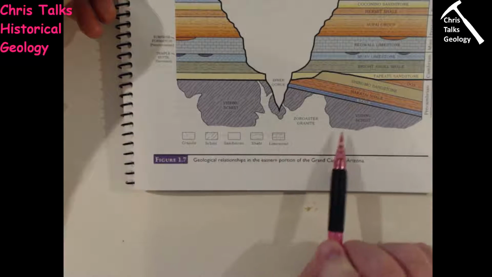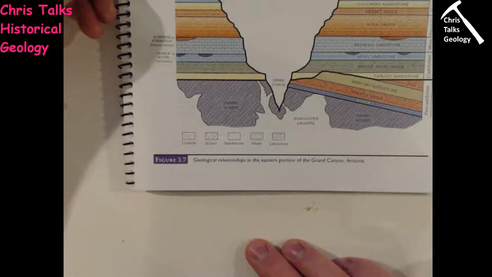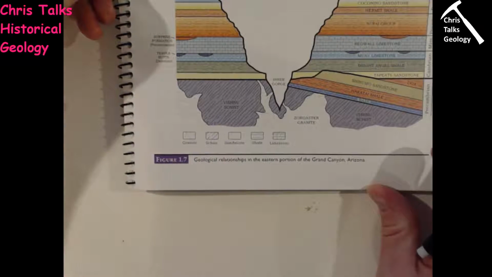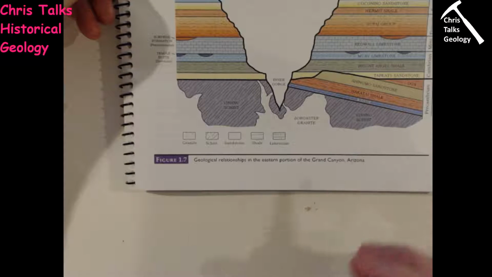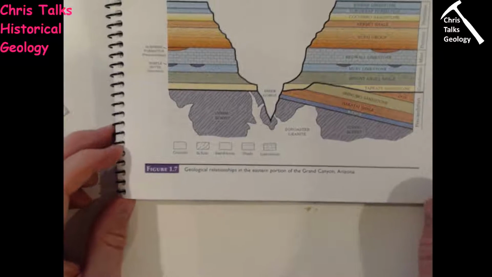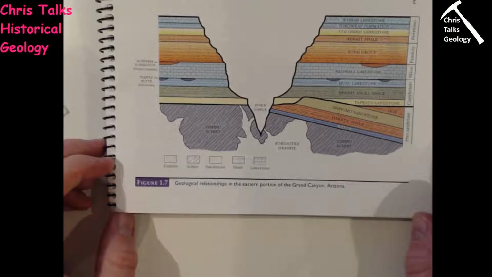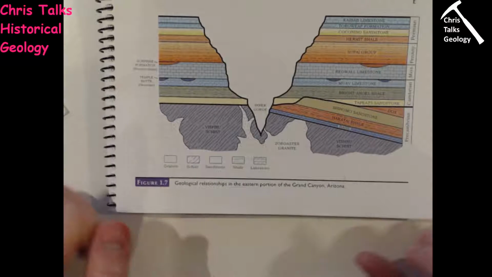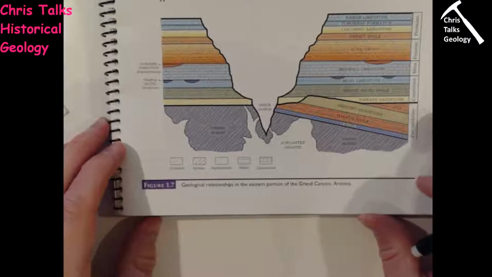Precambrian. So essentially we can also use the principle of cross-cutting relationships to work out that Vishnu schist is going to be the oldest. So superposition and the principle of cross-cutting relationship says the Vishnu schist is going to be the oldest rock in this diagram. So these are the kind of things we're looking for.